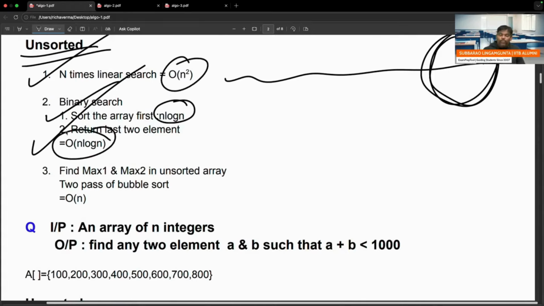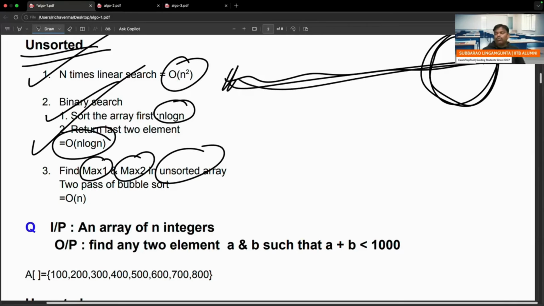Can you see the third one? Find max 1, max 2 in an unsorted array. Using the find max min algorithm, find the first maximum and second maximum. Scan one time, one maximum. Scan one more time, two maximum. The answer is the two maximums. Otherwise, apply two passes of bubble sort. I think 2n time complexity, which is order of n. So for this problem, the answer is order of n.